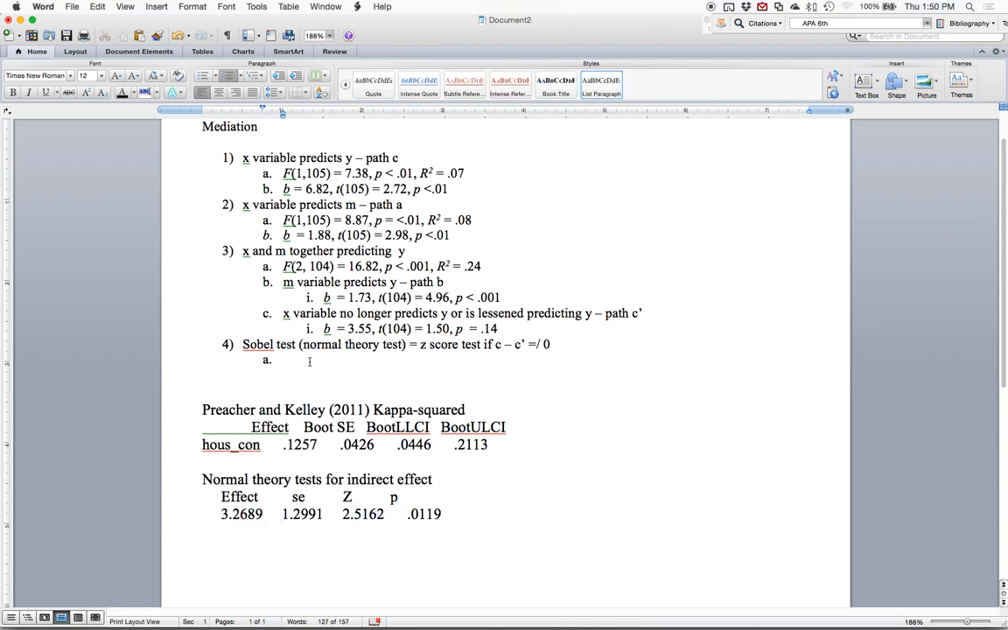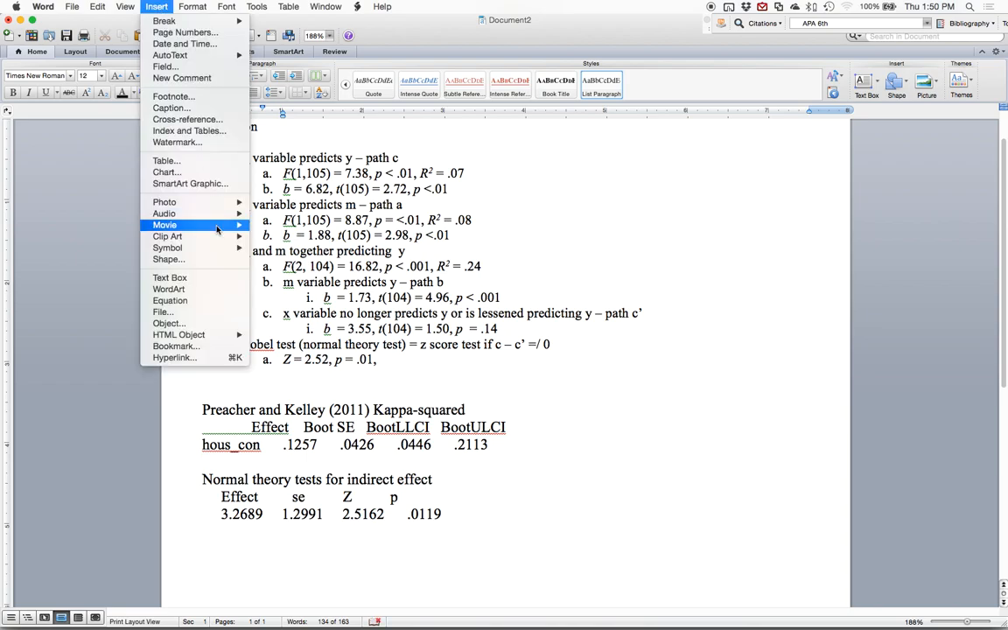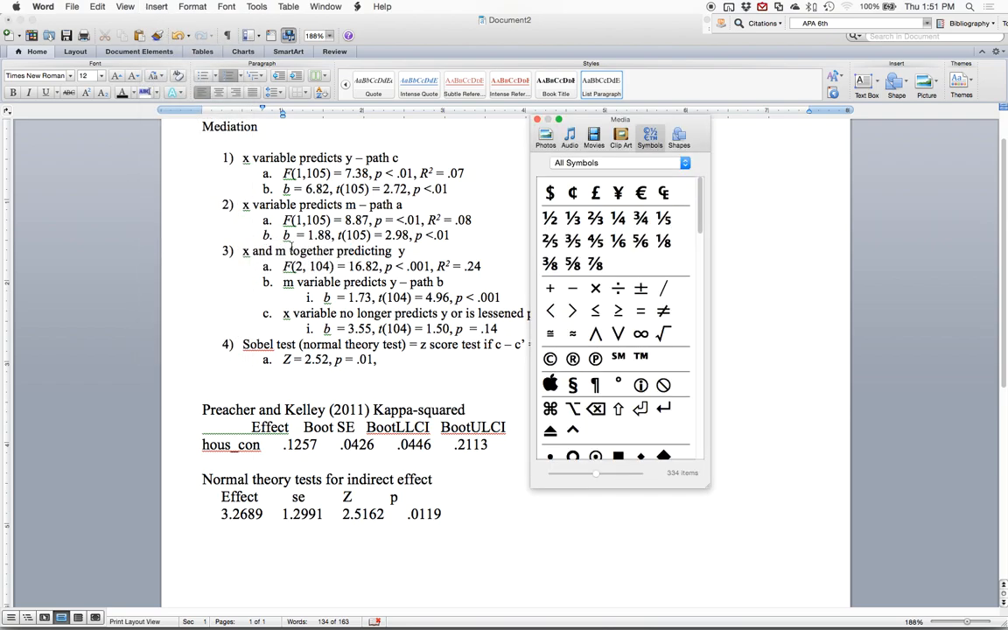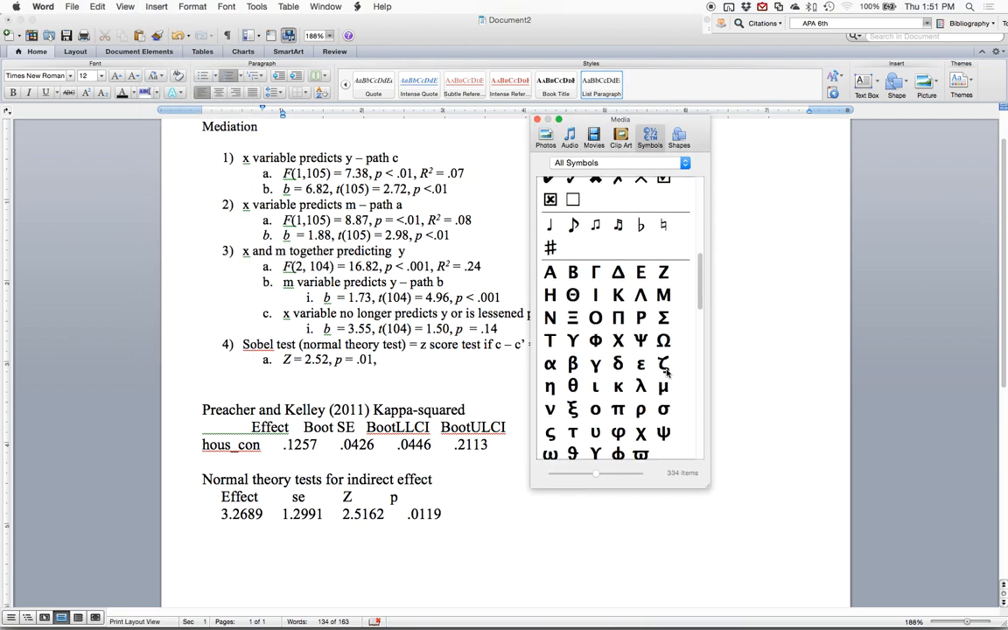So the way you write up the Sobel test is you say z equals, and you write in z, 2.52. You list p, and you do want this to be significant, saying that there is a significant difference between the two paths. And then I tend to list kappa squared here to show people how big that difference is. So remember, effect sizes are important. How different are they? So let's find kappa here. It's a little k. It's a cute little k. Here it is.